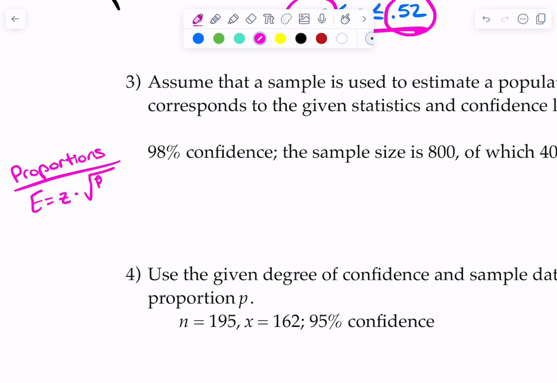What did you get? 0.476. 0.476 for the P hat. For the error, yeah. Do I have to remember these equations? No, we're gonna write it down on a colored sheet.